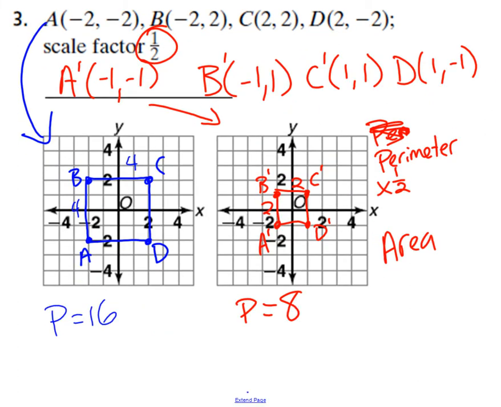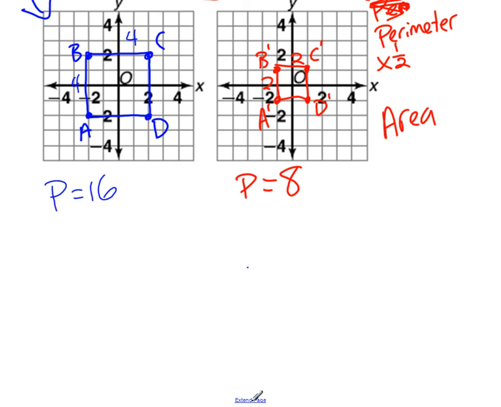Okay. How about the area? What is the area of our blue square? 16. Just so happens that 4 times 4 is 16. How about the area of our red shape? It's not 8. 2 times 2 is? So what did we do there? Well, how are they related? We divided it by 4, which is the same as multiplying it by 1/4.